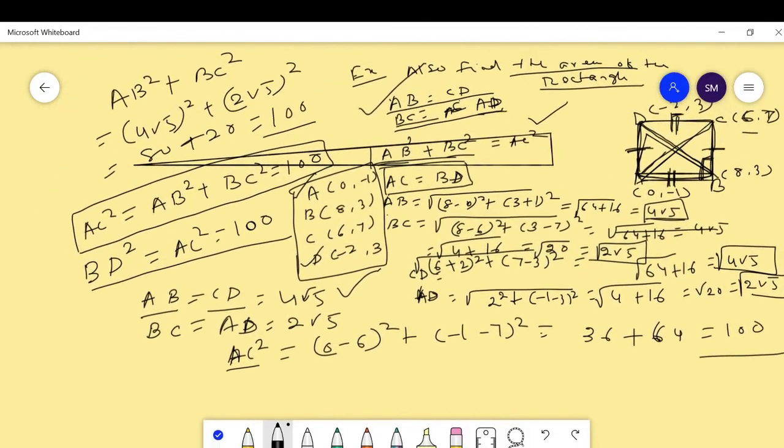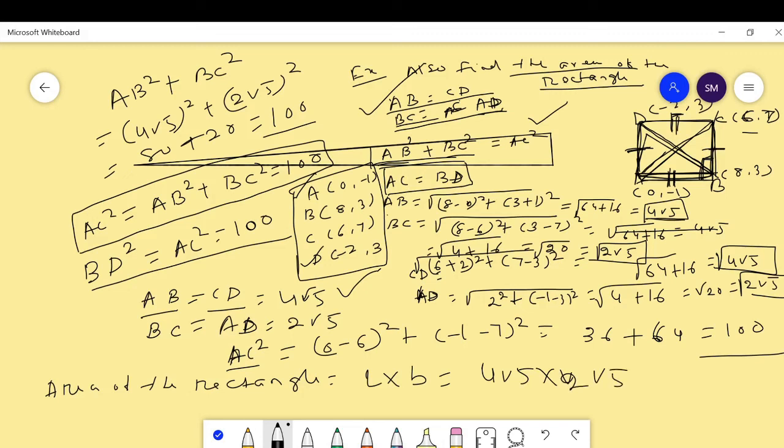The area of the rectangle is length into breadth. Here length is 4 root 5 into 2 root 5, which equals 8 into root 5 square, which equals 8 into 5, that is 40. Area of the rectangle is 40 square unit.